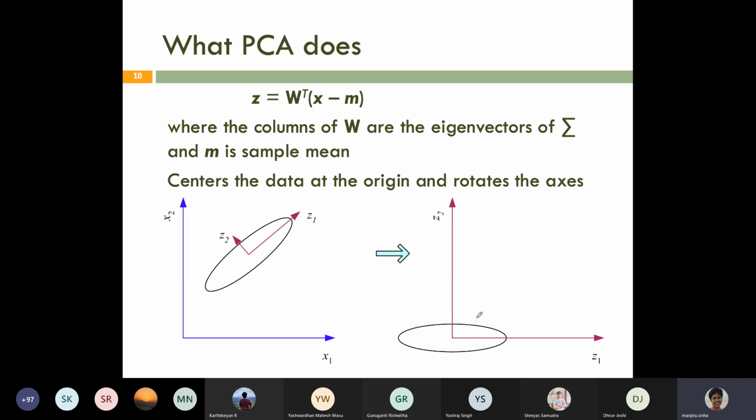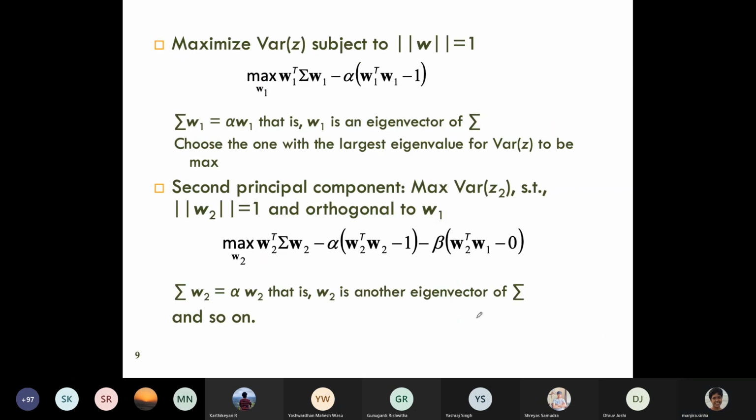Ma'am, can you go to the previous slide? Yes. Ma'am, in this, on the right side of beta, is it W2 transpose W2 or W2 transpose W1?